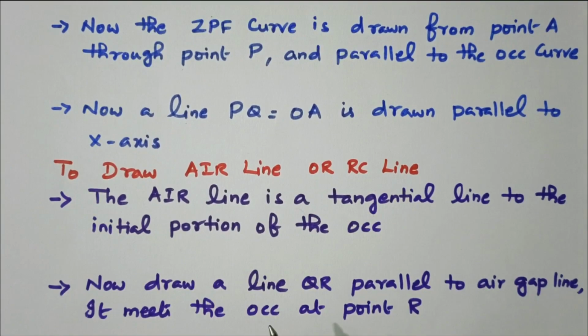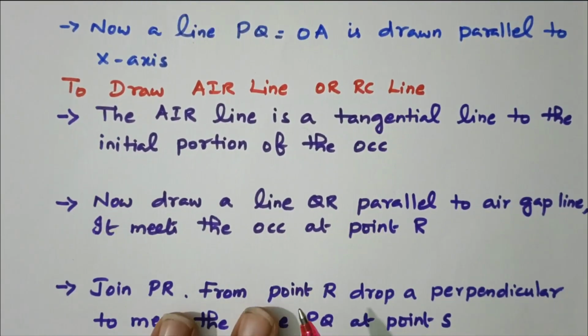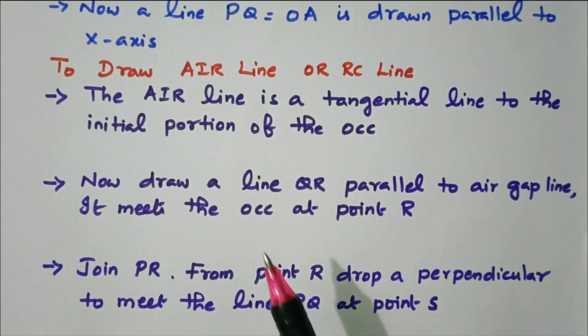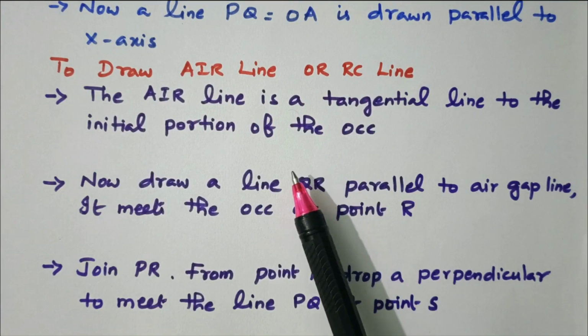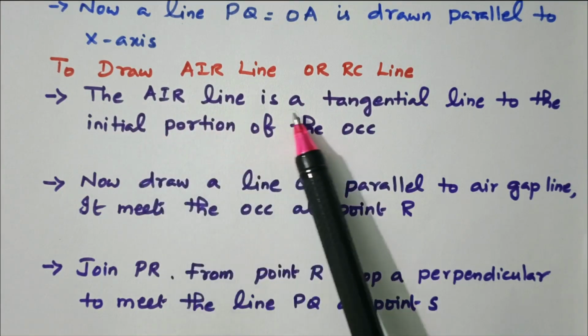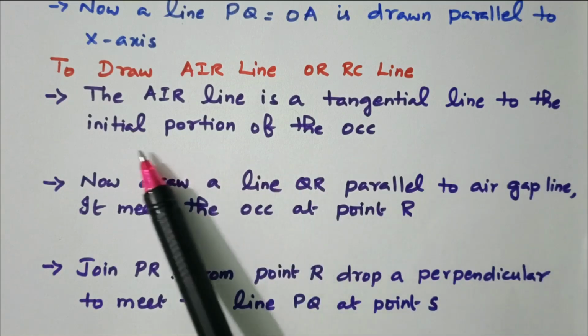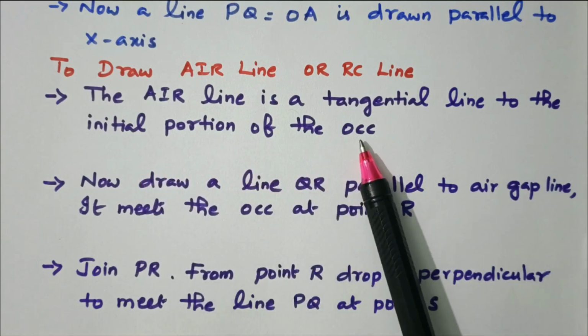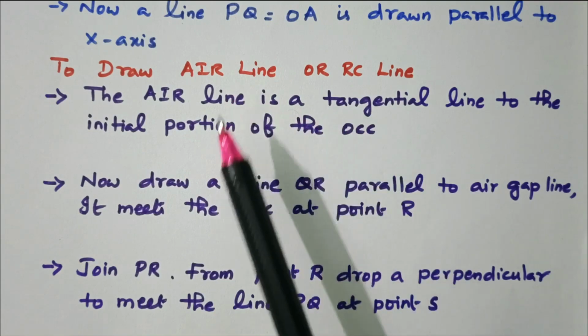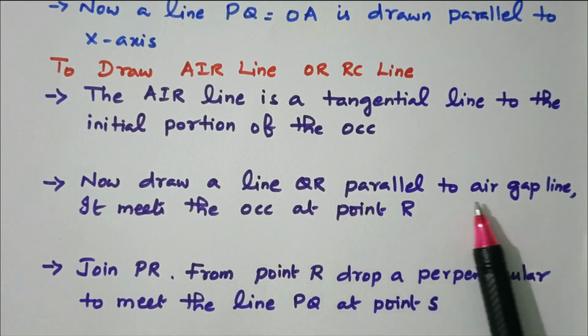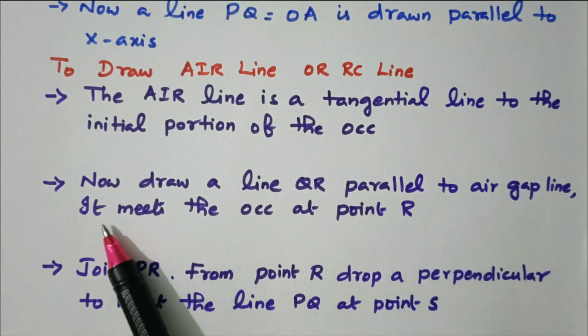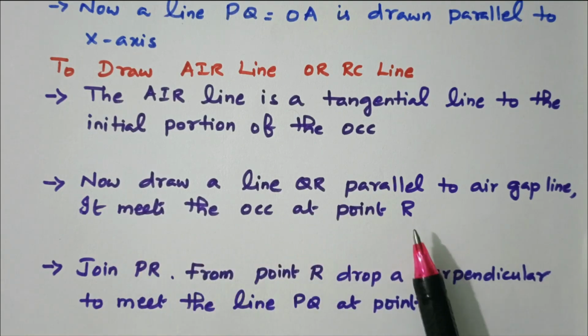Now the AR line. Another one is the AR line. The AR line is the tangential line to the initial portion of the OCC. For the OCC curve, the tangential line drawn is referred to as the AR line. Now draw a line QR parallel to the air gap line. It meets the OCC at point R.